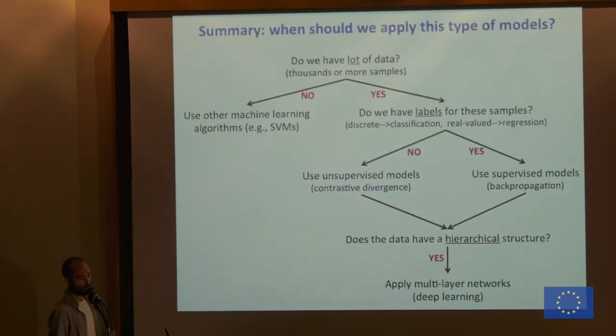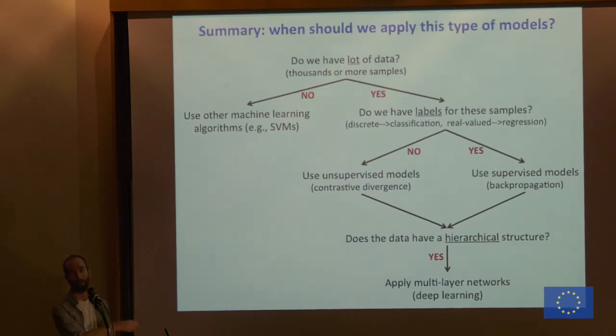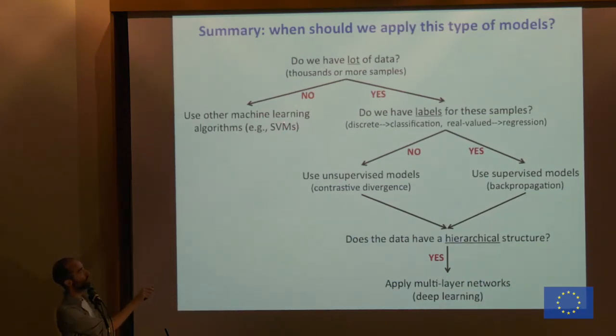Okay, so I'm almost done. In conclusion, my suggestion, when should we apply this type of models? Well, the first question is, do we have a lot of data, like thousands or even hundreds of thousands of samples to feed these models? If the answer is no, then please stick to other machine learning algorithms, like support vector machines or kernel methods. They are very robust, even with few training data. This should be the primary choice if we don't have a lot of data.